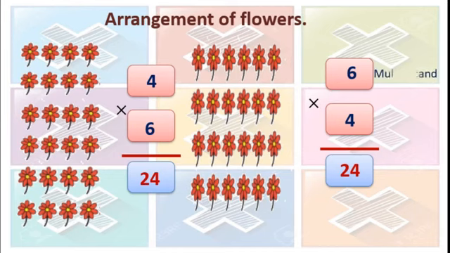Means the product is same. This is multiplicand, this is multiplier, and this is the product. The product is same. Here in the first 4 6s we have calculated, and in the second pattern 6 4s we have calculated. The product is same, means if we interchange the numbers in multiplication, then also we get the same answer or the same product. Isn't it? This is one of the properties of multiplication.